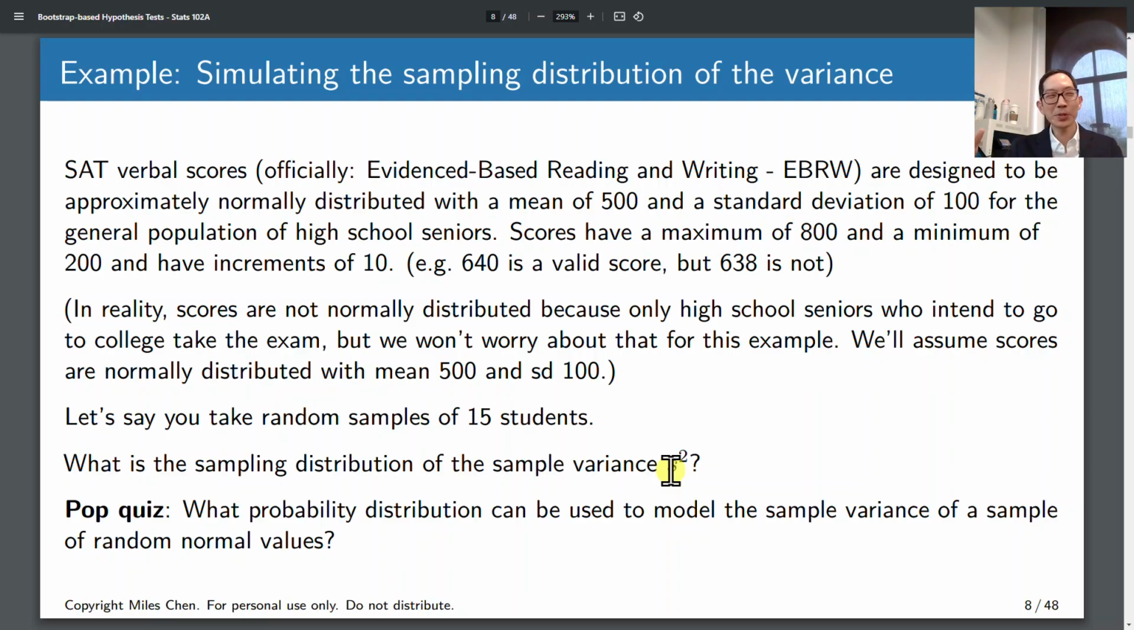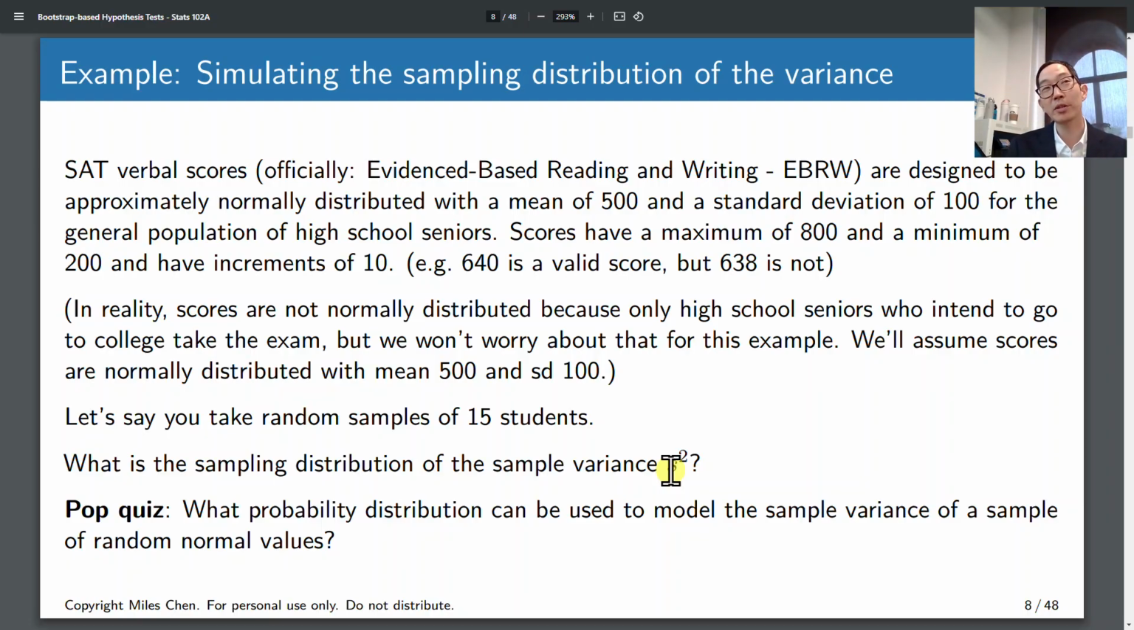Well, anyway, the SAT exists. It's supposed to follow a normal distribution. The mean is 500, standard deviation of 100 for the general population of high school seniors. The scores have a maximum of 800, so you can't get higher than 800. You can't get lower than a minimum of 200. Scores come in increments of 10. So 640 is a valid score, 638 is not. In reality, scores are not normally distributed because only high school seniors who intend to go to college will take the exam, but we're not going to worry about that. We'll just assume scores are, in fact, normally distributed with a mean of 500, standard deviation 100.